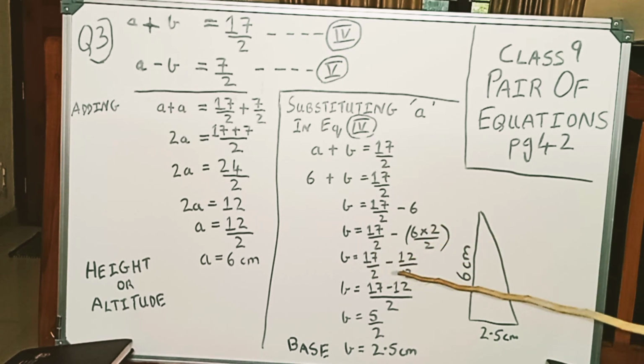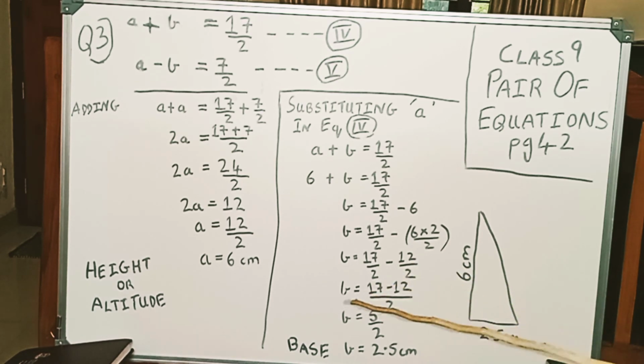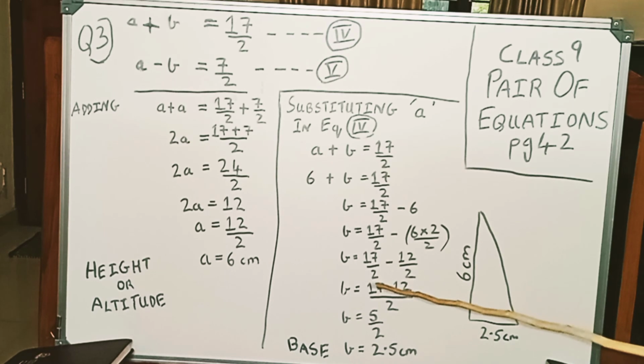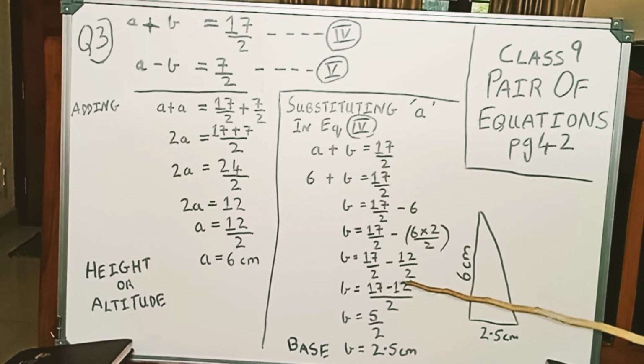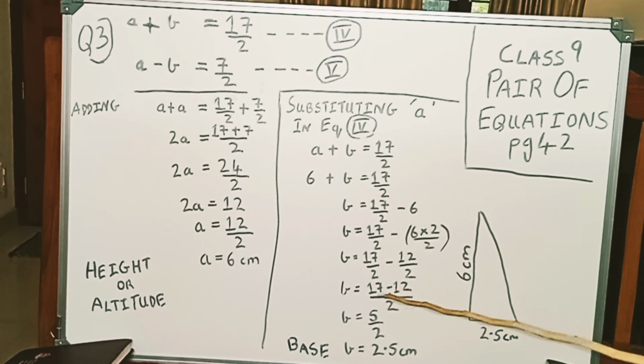So 17 divided by 2 minus 12 divided by 2. Since there is 2 and 2 in the denominator, the 2 is common, and in the numerator there is a minus sign: 17 minus 12, you will get 5. 5 divided by 2 is 2.5. 2.5 is the base of the right angle triangle. So you have found the sides of the right angle triangle: a is equal to 6 and b is equal to 2.5 centimeter. Thank you.